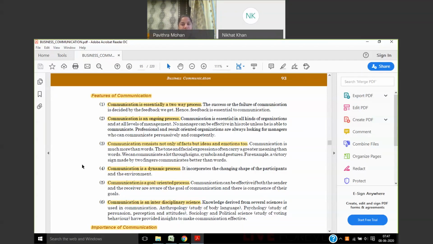The next concept that comes into the picture is, communication consists not only of facts but also ideas and emotions. I already told you that communication will not just be verbal or written. Okay, it can also be a method where we have oral communication and also non-verbal communication. That is, I have certain feelings, or I have certain emotions. Okay, I want to express that to my manager.